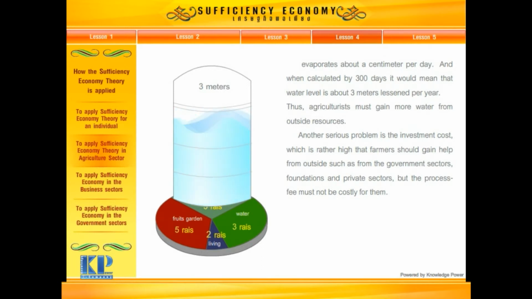Another serious problem is the investment cost, which is rather high, so farmers should gain help from outside, such as from the government sectors, foundations, and private sectors, but the process fee must not be costly for them.